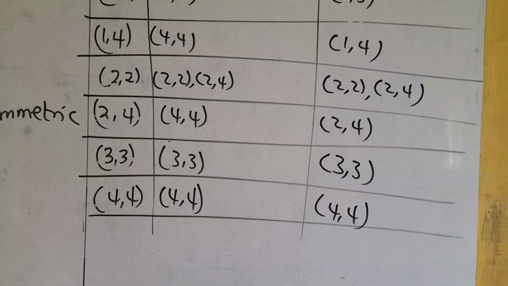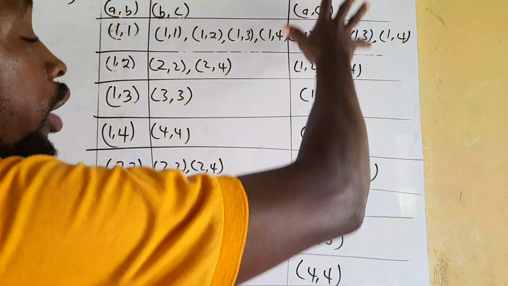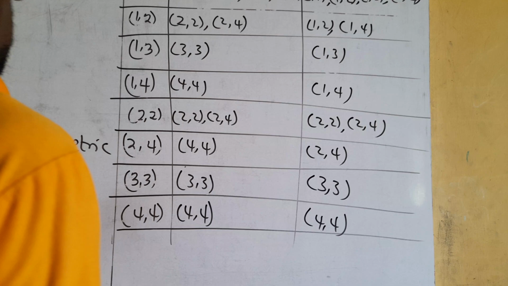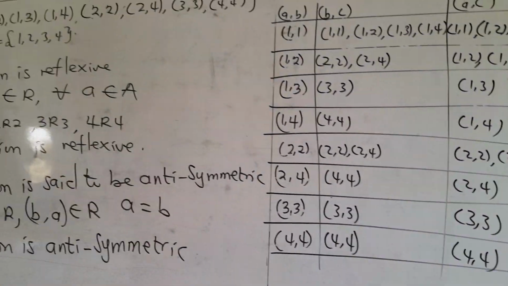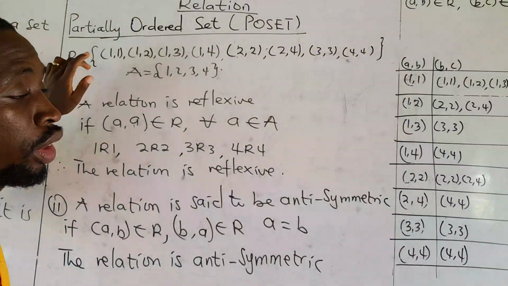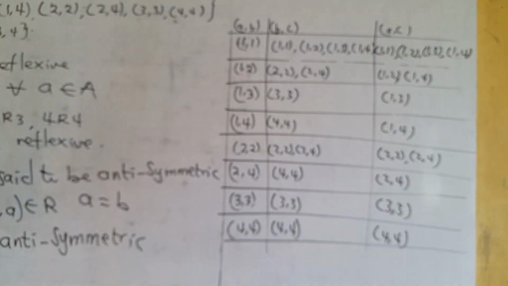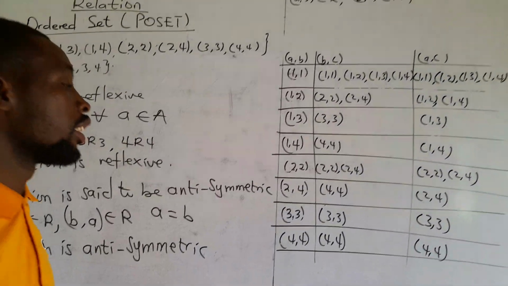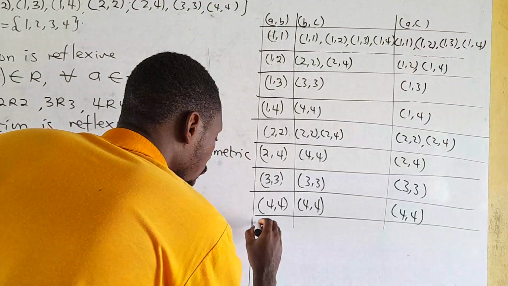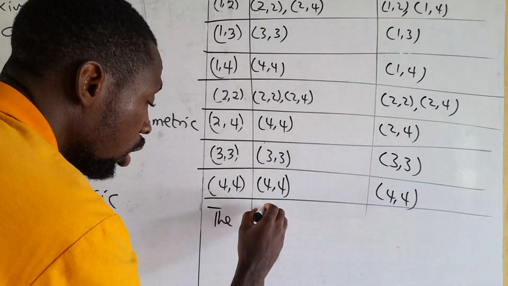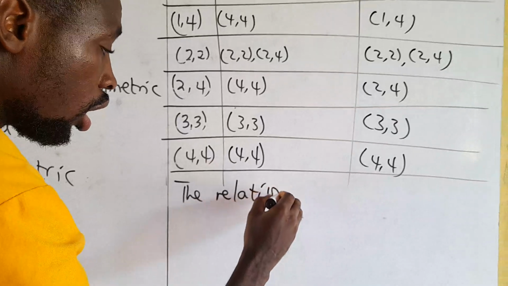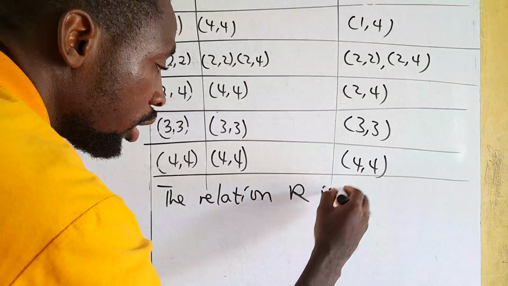So the next thing is that we check whether all these ordered pairs here are members of the relation R. They are members of the relation R. So if you check, all the ordered pairs here are members of the relation R. If that's the case, then we can say the relation R is transitive.